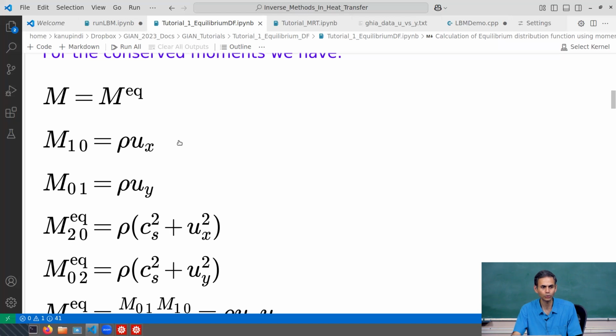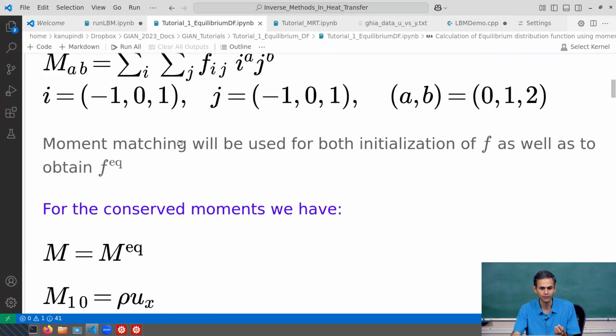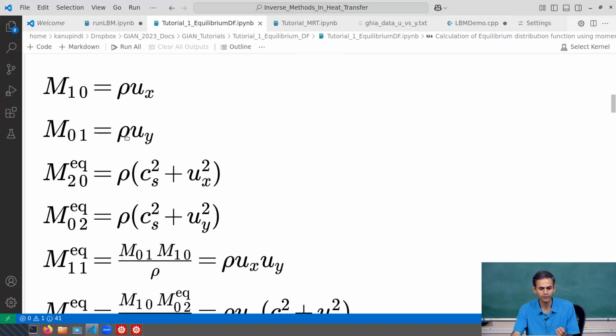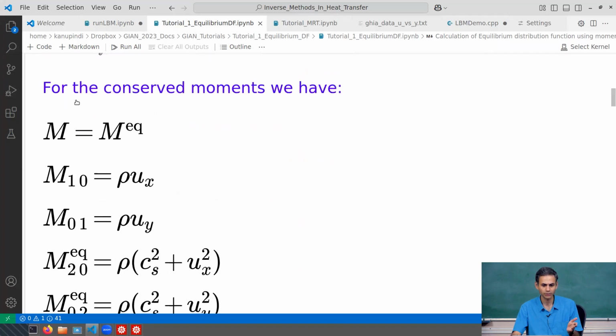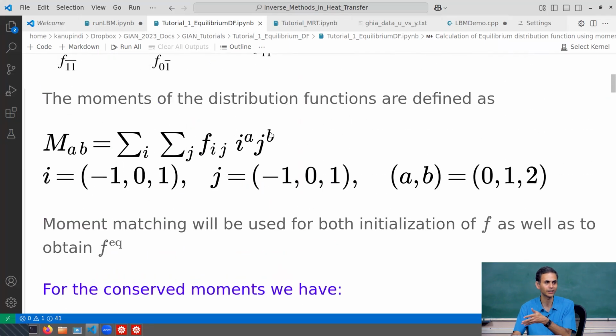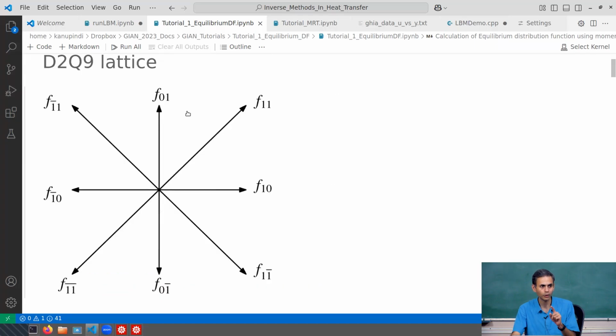Yes, so once you calculate the f's, to calculate the velocities again, essentially you can calculate velocities from the moments itself, correct? I mean, rho ux is in terms of m10. M10 is, from definition, again going back to fij, all these things. Right now, we are only doing the f equilibrium, correct? But you would be solving for the f distribution functions as you are solving in your LBM. i can go from -1, 0, 1. j can go to -1, 0, 1. I mean, all the 9 possible directions.